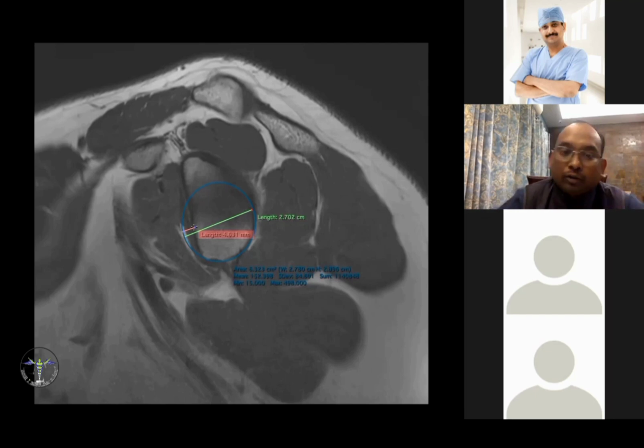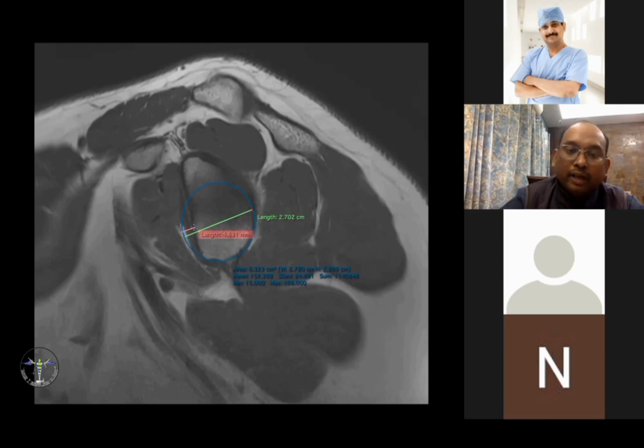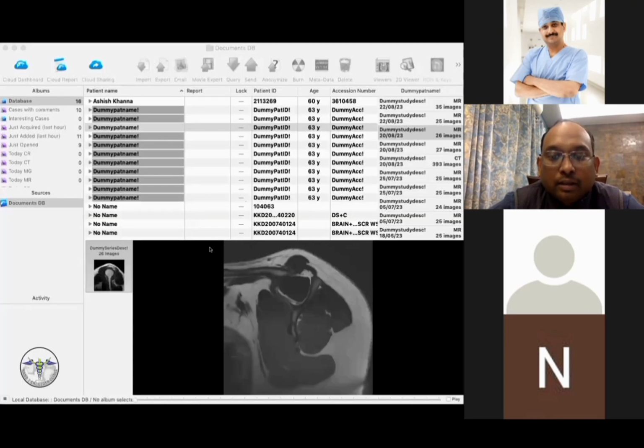Now we need to calculate the on track or off track. So it is 2.7 minus 0.46, which is 2.24, and it is 83%. So it is 1.8, and we got the Hill-Sachs to be 1.2. So the Hill-Sachs is smaller than the glenoid track. So in this case, what happens? It will be a non-engaging type, right?